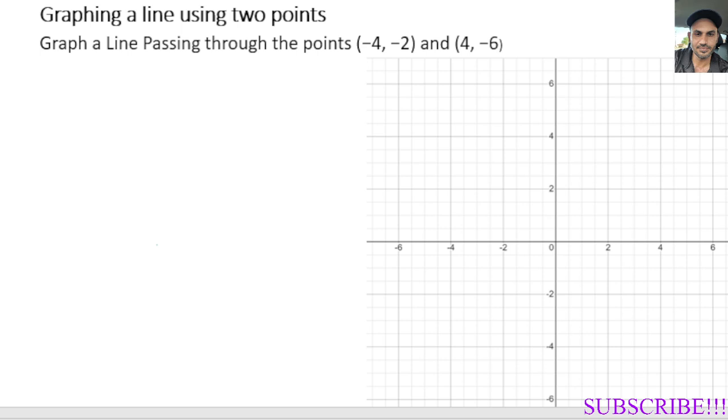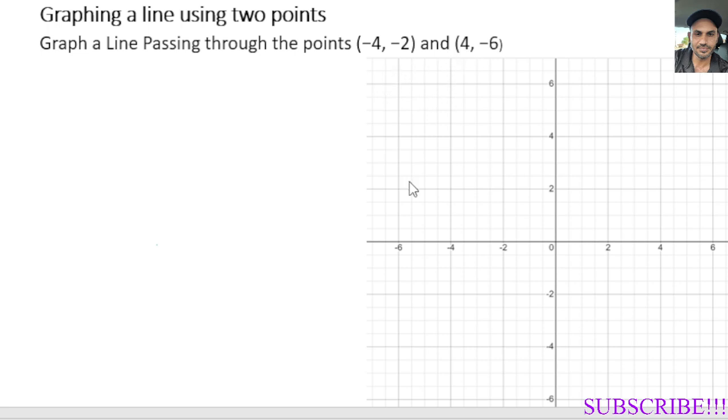In this video, we are going to learn how to graph a linear line when you're provided 2 points on the line. So let's take a look at the example. We have this line that is passing through these 2 points. From this information, we are going to graph the line. We are going to find the slope of the line, and we're going to find the equation of the line.